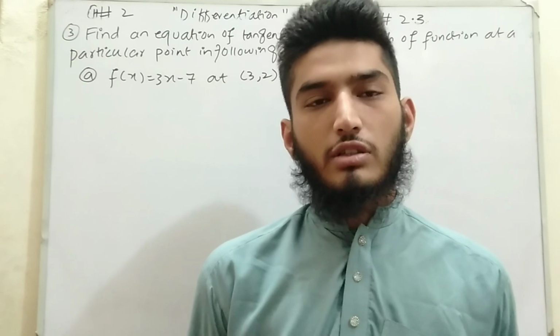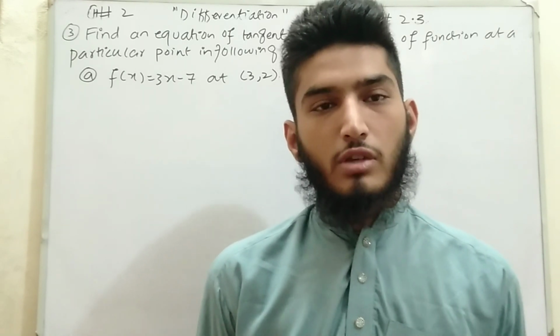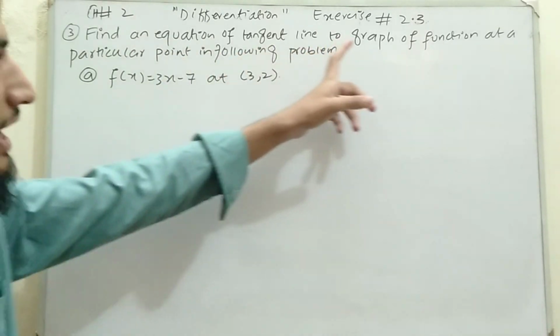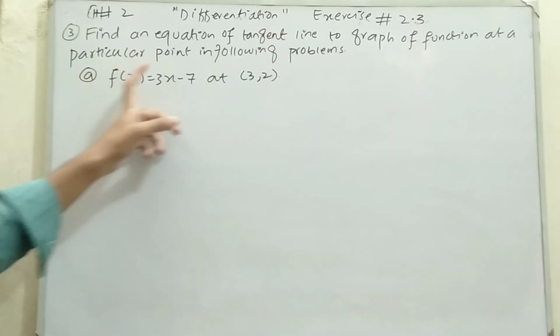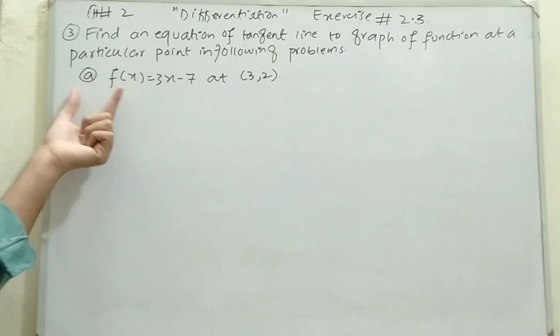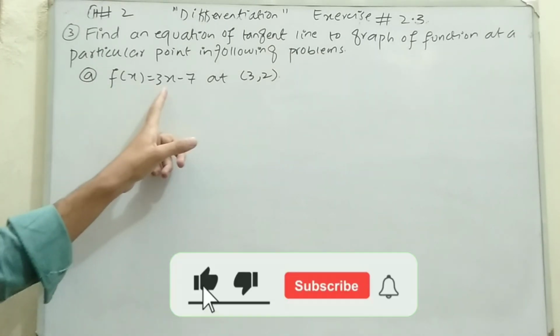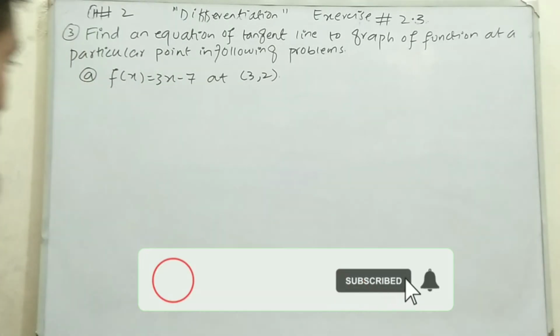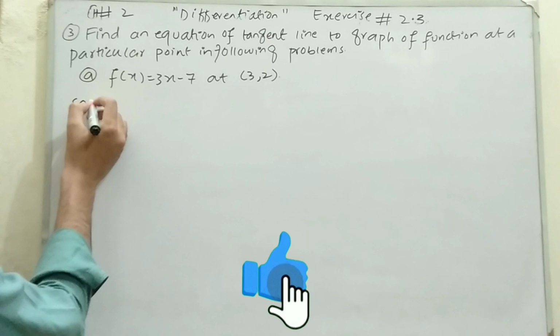In today's question number 3, there are a total of 4 parts. So let's move toward the question. Find an equation of the tangent line to the graph of a function at a particular point in the following problems. Part A is that a function is given, f of x is equal to 3x minus 7, at the point (3, 2). Now move towards the solution of part A.